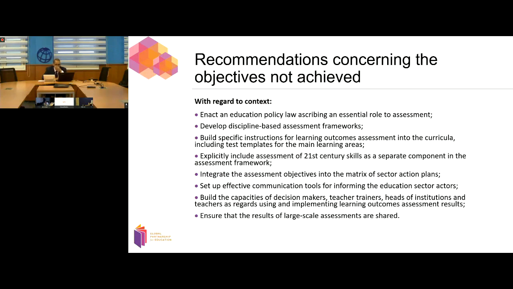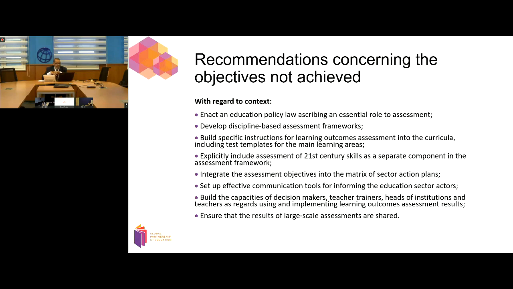No problem. I'll go a little bit faster. In terms of the recommendations, here we proposed a recommendation. Instead of looking at what needs to be improved, we can imagine what can really be improved. In the context, we have to enact an education policy. These are recommendations made by stakeholders.